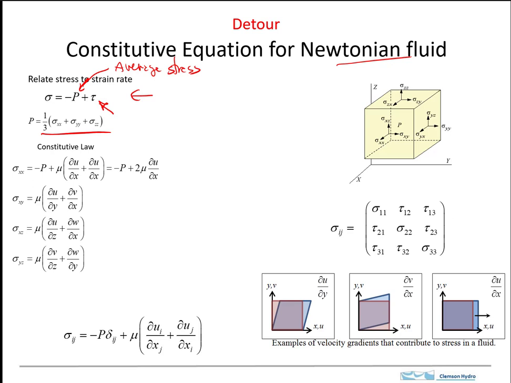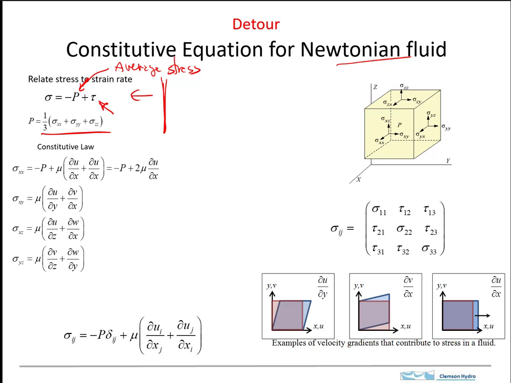A positive pressure is a compression. So we have that minus sign to reconcile the sign convention. I think this is pretty intuitive: we could set things up so that the stress is just equal to an average plus a variation from the average.